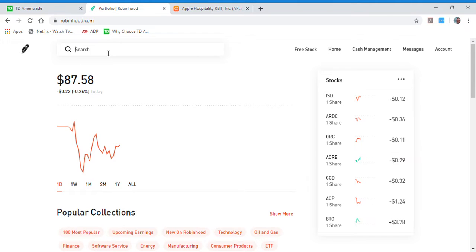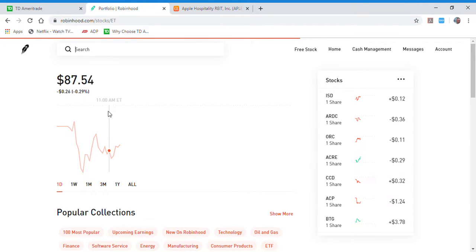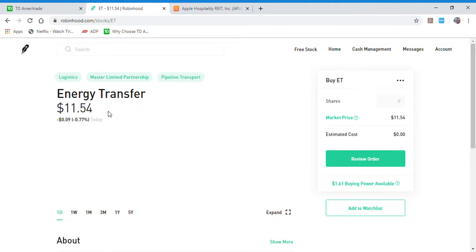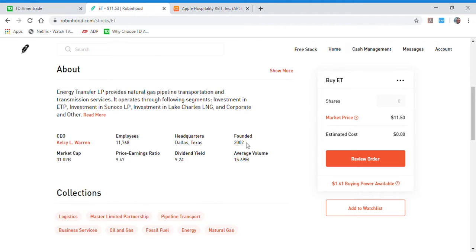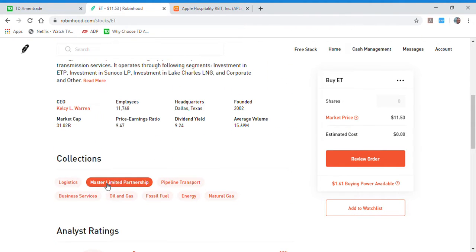So even here in Robinhood, I'm going to research Energy Transfer again just so you can see. I know their symbol's ET. Type that in there. It's going to come up with their symbol. I'm going to click on them. Let's go take a look, see how Robinhood puts their stuff together. So they're trading at this amount right now. They were founded in 2002. Their headquarters is in Dallas, Texas. This is their employees. Price earning ratio. They have a dividend right here, dividend yield. That's what I always look for. You can buy them over here if you have a Robinhood account. No big deal.